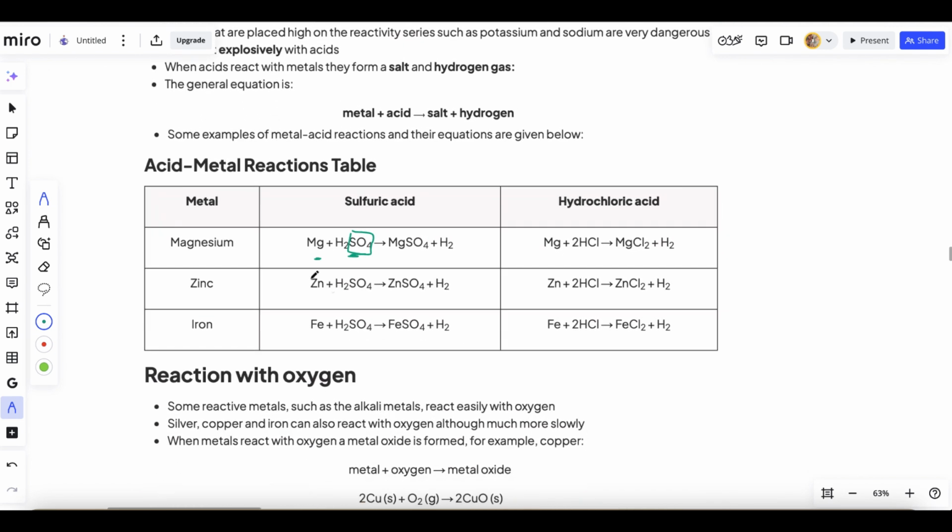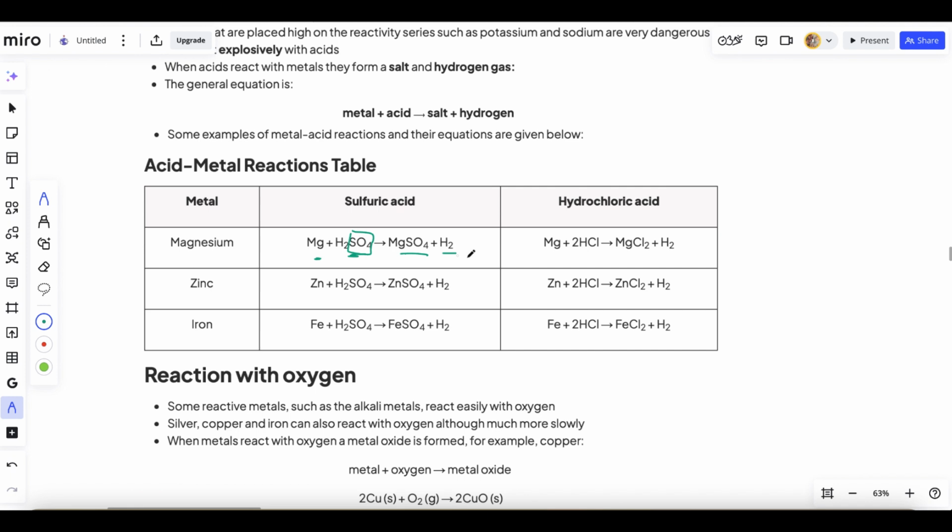Magnesium reacts with sulfuric acid. This magnesium will displace this hydrogen and it becomes magnesium sulfate. That's how we got this salt, magnesium sulfate, and this hydrogen will form hydrogen gas on its own. So when magnesium reacts with sulfuric acid, we form magnesium sulfate, which is a salt. We call it sulfate salt, plus hydrogen gas.